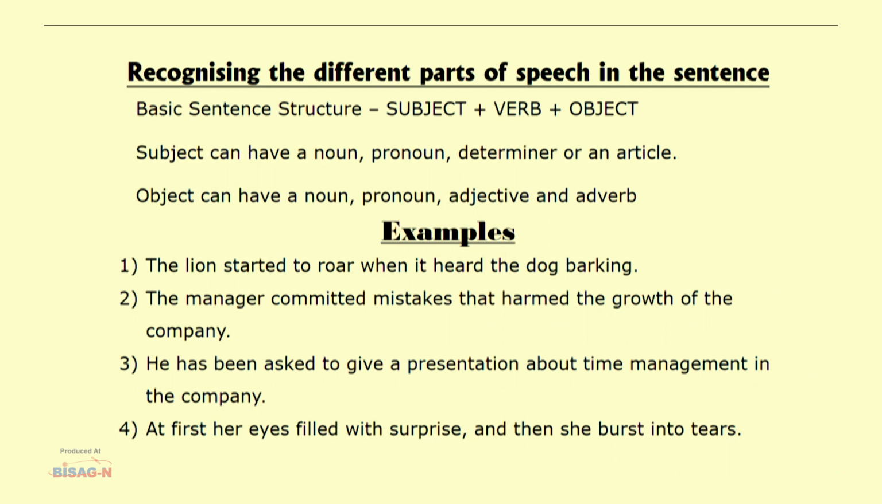Determiners can be this, that, these, those. So the sentence can begin with any of these. And if you have a gap in the subject, you know what to fill in the gaps. And if you have a gap right in the middle of the sentence, it is possible that there is a verb missing in the sentence.